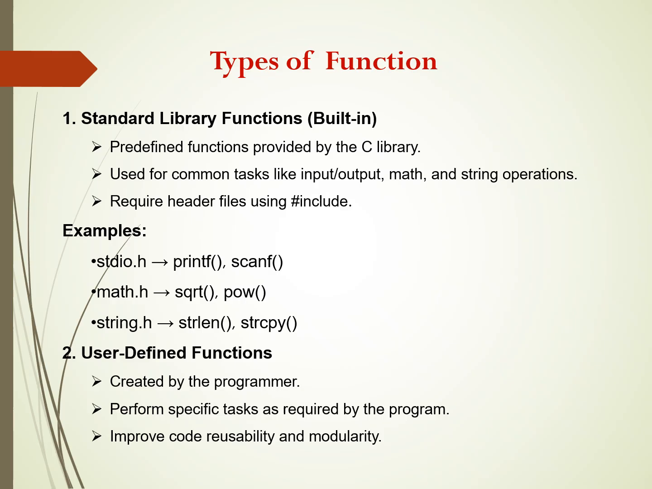The second type is user-defined function. As the name suggests, these functions are created by the programmer according to the requirement of the program. Whenever a built-in function cannot perform a specific task, we can write our own function to solve the problem. A user-defined function performs a particular operation and can be called whenever the operation is needed. This helps organize the program into smaller sections and allows the same function to be used multiple times whenever we require.